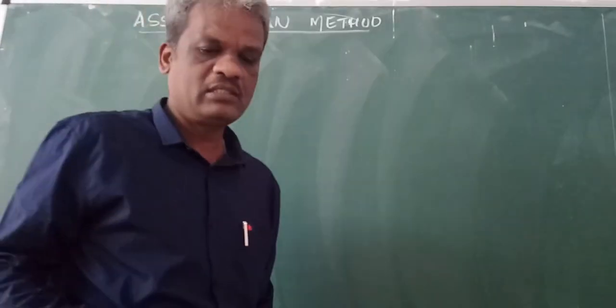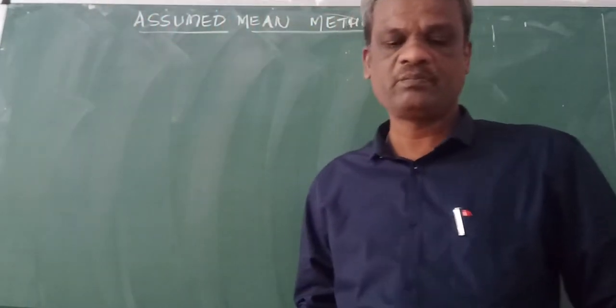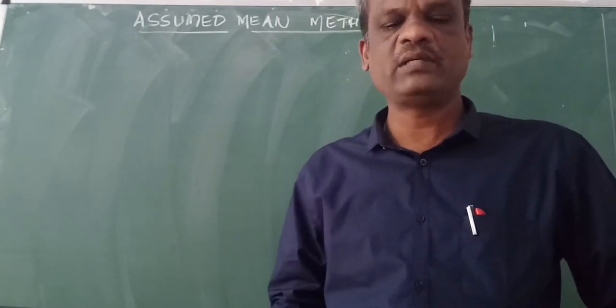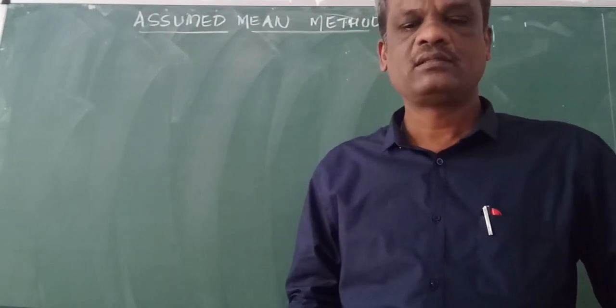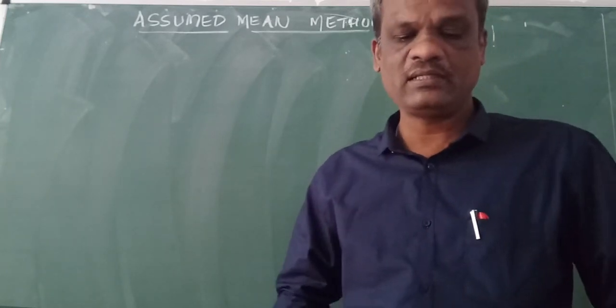You know that in the previous class we discussed the direct method of finding the mean value, that is sigma fi xi divided by sigma fi. So it's a direct method. Now we have another method called the assumed mean method.